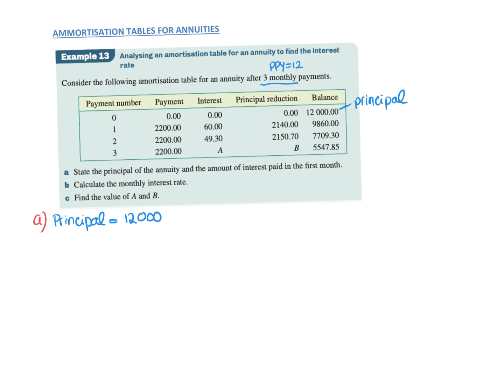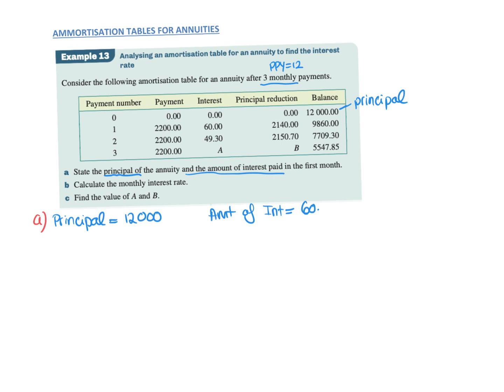In the next bit, now be careful. I find a lot of kids don't answer some of the second parts when questions are written like this, and you're only going to get 1 mark, and it's not that hard. What's the amount of interest in the first month? 60. Yeah, so the amount of interest equals 60. Good.